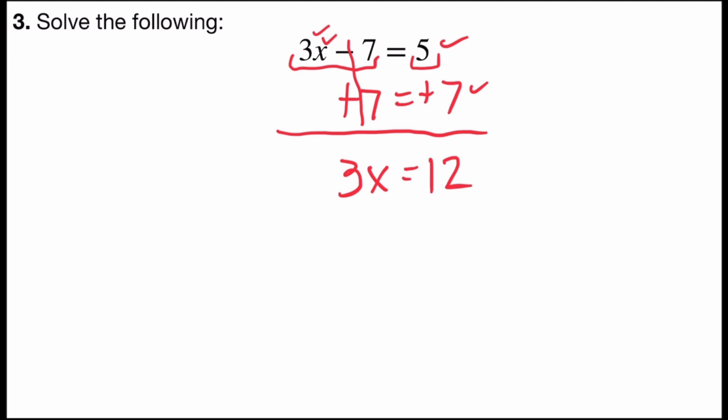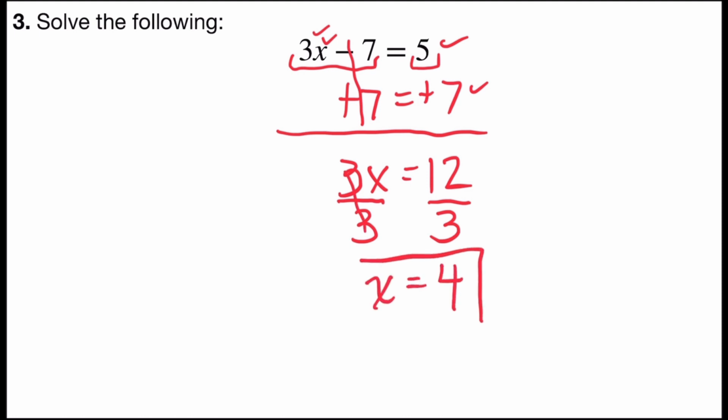My last step then is to make the coefficient of x equal to 1. Right now the coefficient is 3. Since 3 is being multiplied by x, I'm going to undo that with division by 3 on both sides. So 3 divided by 3 is 1x, and 12 divided by 3 is 4. And so my answer would be x equals 4.